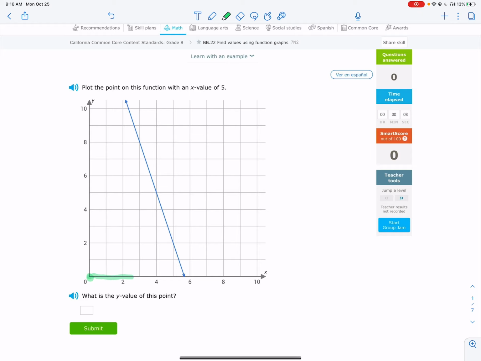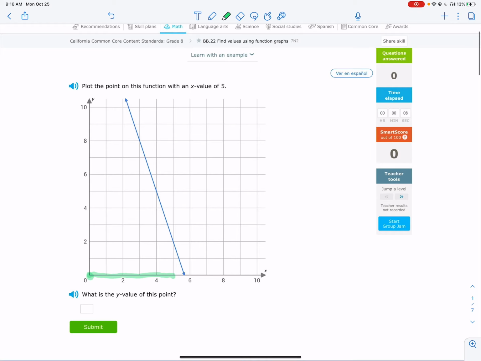So I'm going to go over to x is 5, and then I will go up until I run into this line, which is right here. Okay, and you should know that this is point 5, 2. Remember, it's our x, y coordinate. X goes first, then y. So 5, 2. And then it's asking, what is the y value of this point? Well, that's easy. It's 2. When x value is 5, your y value is 2.